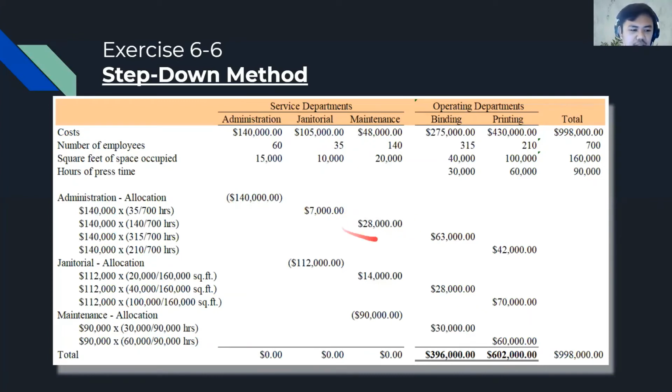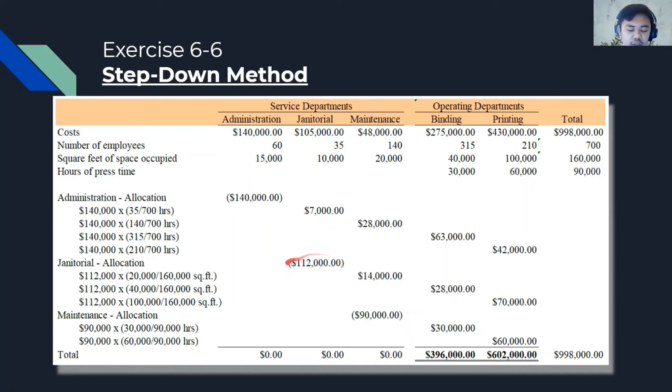So you can just substitute them for the binding, the 315 hours would be equal to 63,000 of allocated cost. For the printing, it would be 40,000. And now here's where the difference lies for the direct method, wherein the cost to be allocated for the janitorial service department would include the initial cost of 105,000 plus the absorbed administration cost of 7,000. So it will be equal to 112,000.